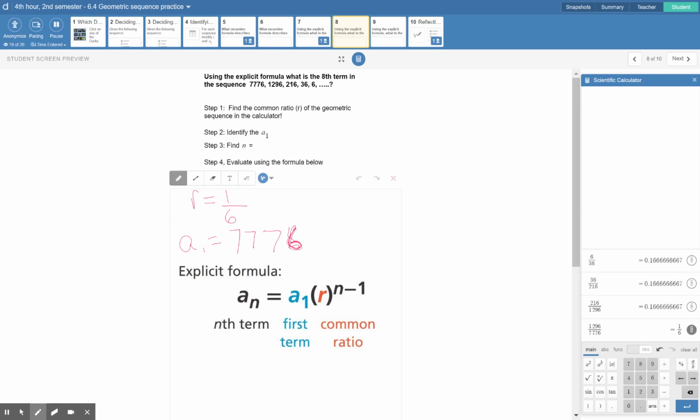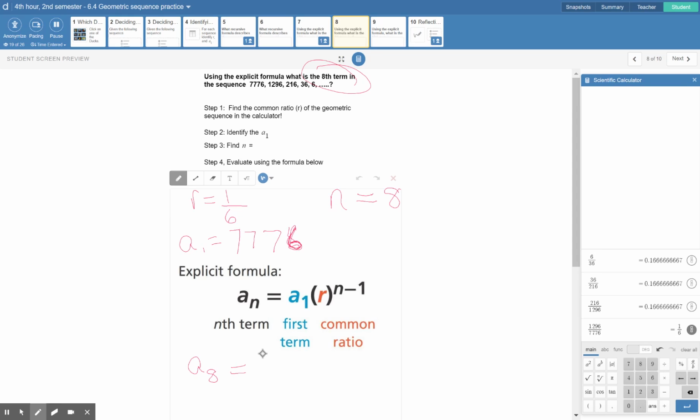And then the n tells us what term we're trying to find. So our n is going to be 8. Then we put that all together. The term that we're trying to find is the 8th term.